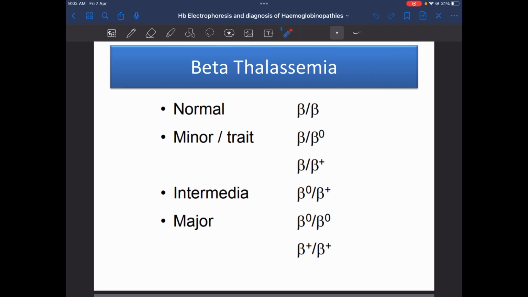We then have beta thalassemia intermedia, which is when both of them are faulty, they're just not the same. One of them is a partial block, where you're still producing some, and one of them is a complete block. And then thalassemia major is when both of them are the complete same type: beta 0, beta 0, or beta plus, beta plus.